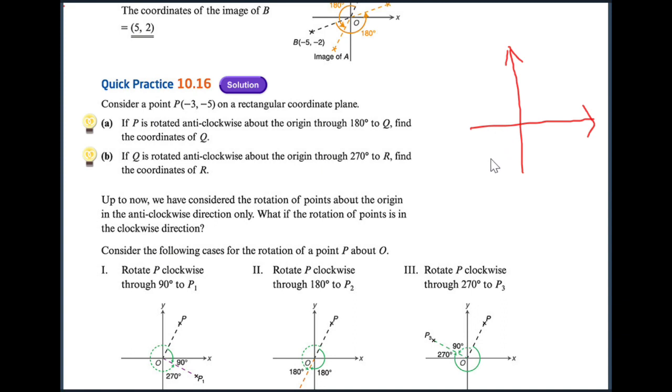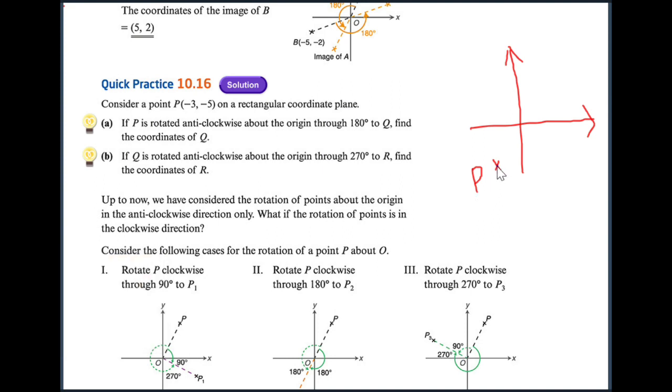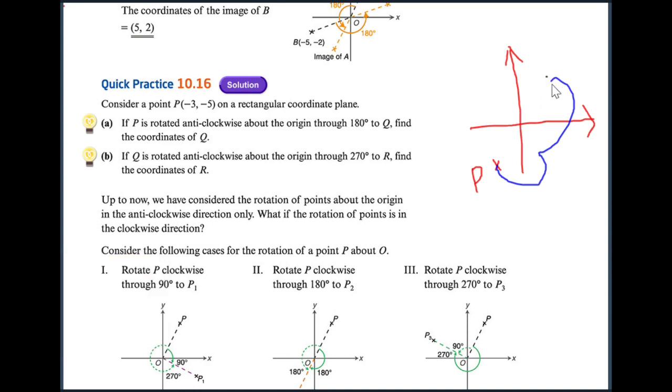Original point P is -3, -5, so it should be here, in the bottom left-hand corner. At least you know this. Now you are trying to rotate anti-clockwise. Anti-clockwise means you will rotate it according to this direction. You need to rotate 180 degrees, so you should get into this quadrant. In other words, your new point will be here. This is your Q. And at least you will know that all the coordinates here for Q must be positive.